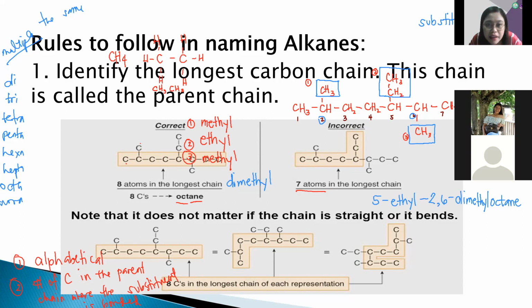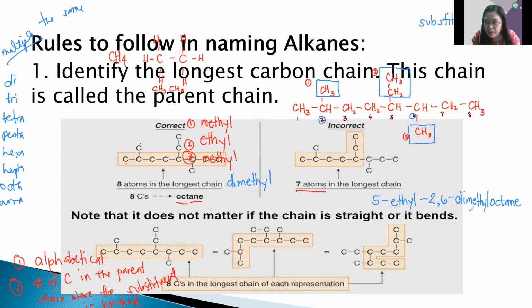Hindi na paglagyan ng dash ang between sa dimethyl. Pag last substituent na siya, like this one, hindi na siya lalagyan ng dash between the name of the substituent and the name of the parent chain. Idudugtong mo talaga siya sa name ni parent chain pag last substituent. Okay? Anything else?